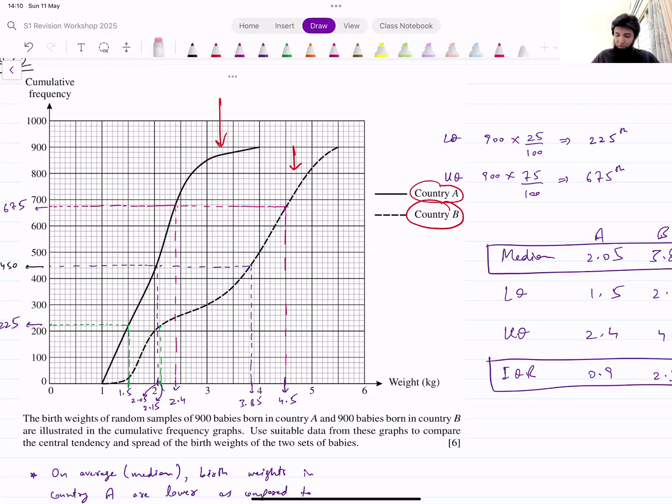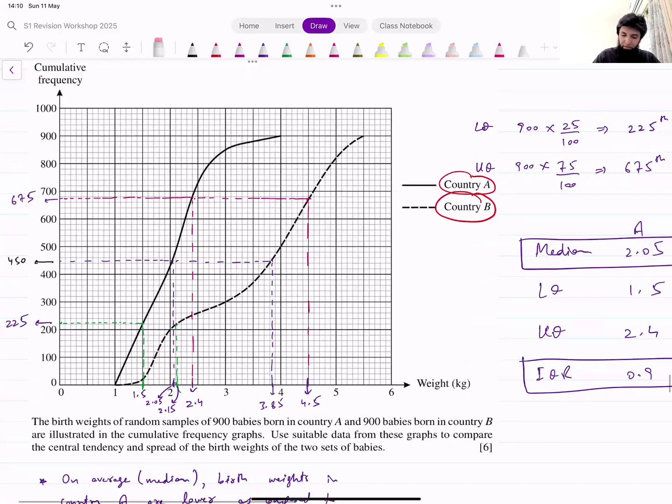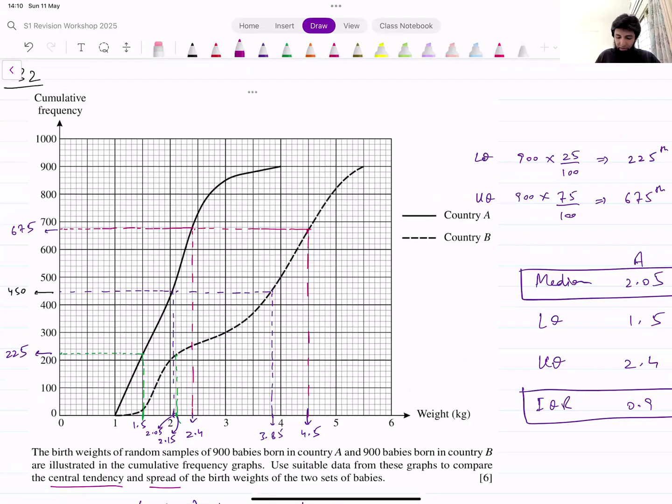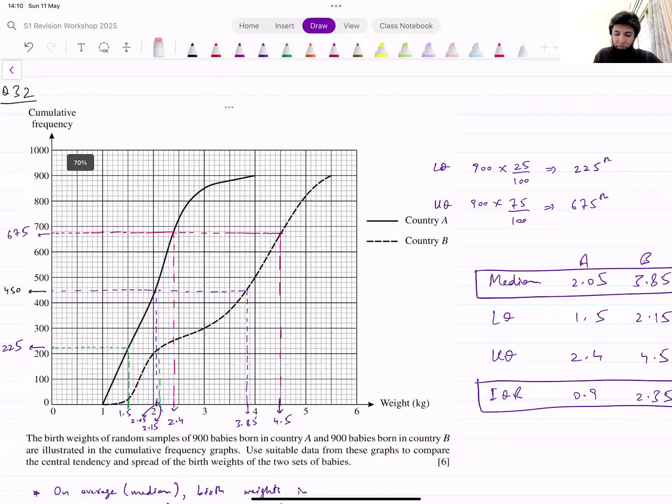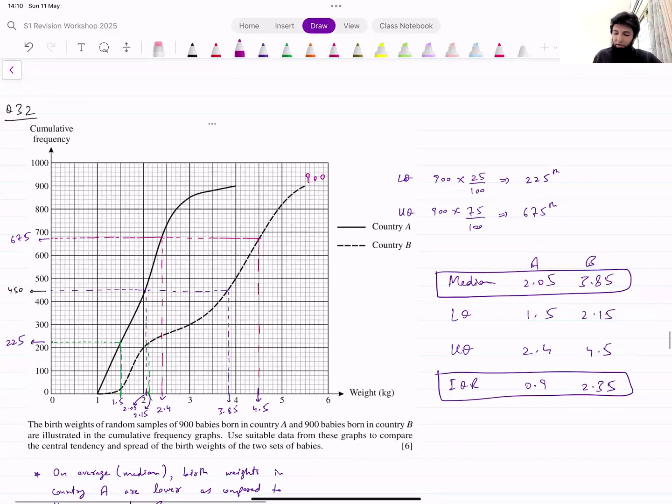They're saying use suitable data from these graphs to comment on, to compare the central tendency and spread of the birth weights of the two sets of babies. Central tendency is mean, median, mode. On a cumulative frequency curve, the only measure of central tendency that you can find is median, right? So you can find the median and compare them. 50th percentile, the total number of babies was 900. Half that gives you 450.